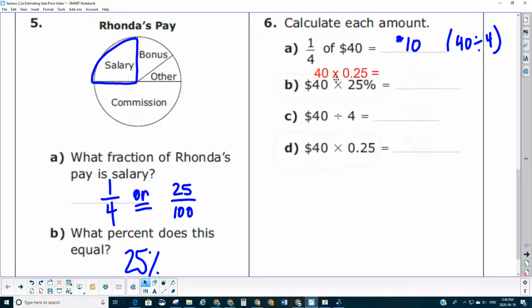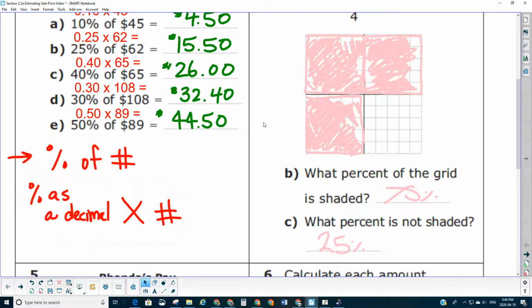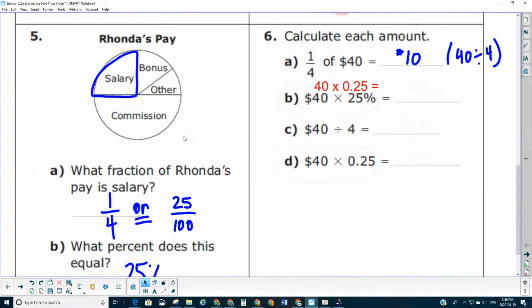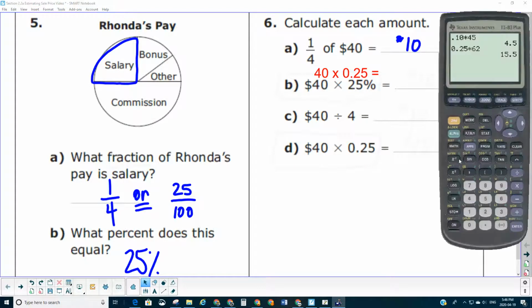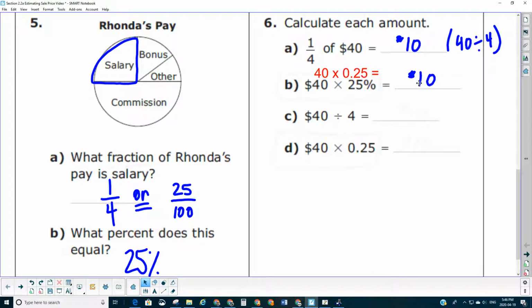So remember on that one, it's just like what we did above here. When we're finding the percent of something, we're going to change that percent into a decimal and then punch it in our calculator. So we're going to go 40 times 0.25 equals, and it's $10. All right, good. So both of these are $10. What about 40 divided by 4? Well, the same idea. If you had $40 and they were all in $10 bills, you divide it by 4, each of them would be $10.